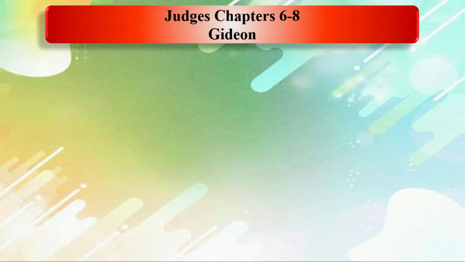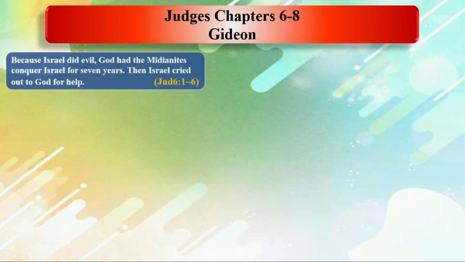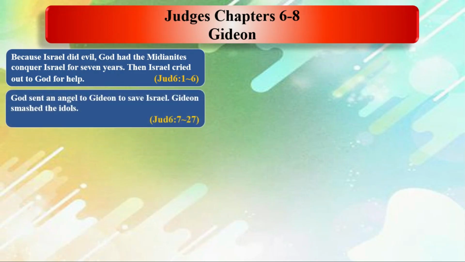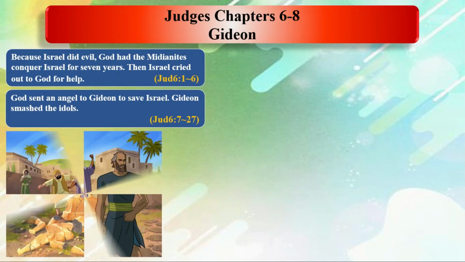Judges. Chapters 6 to 8. Gideon. Because Israel did evil, God had the Midianites conquer Israel for 7 years. Then Israel cried out to God for help. God sent an angel to Gideon to save Israel. Gideon smashed the idols.